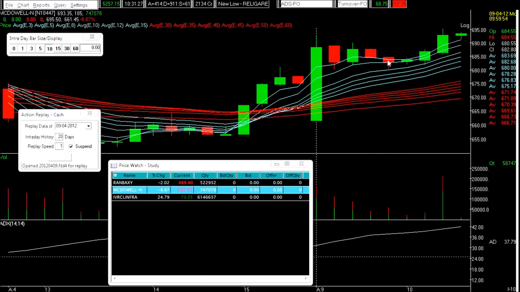So I will take a stop loss of, let's say, 680. I will round off my stop loss to 680, and my entry price is 692.75. So here I'm risking 13 rupees on this trade. So what should be my target?